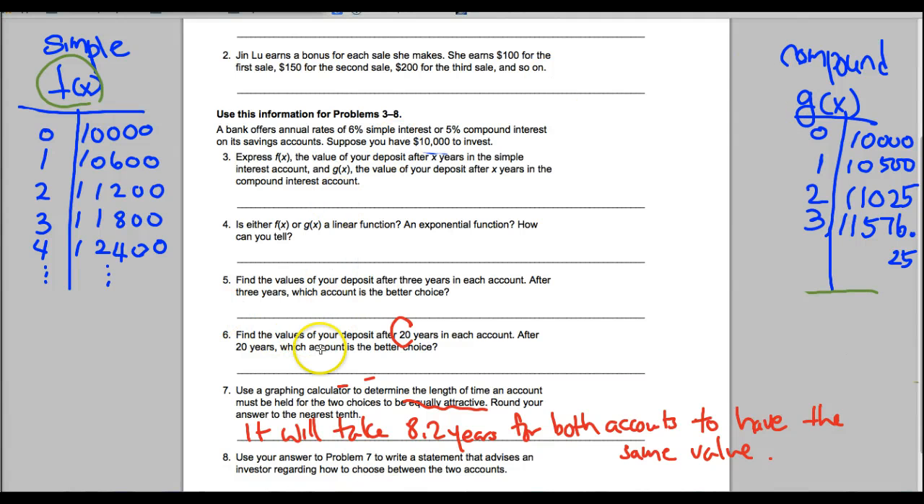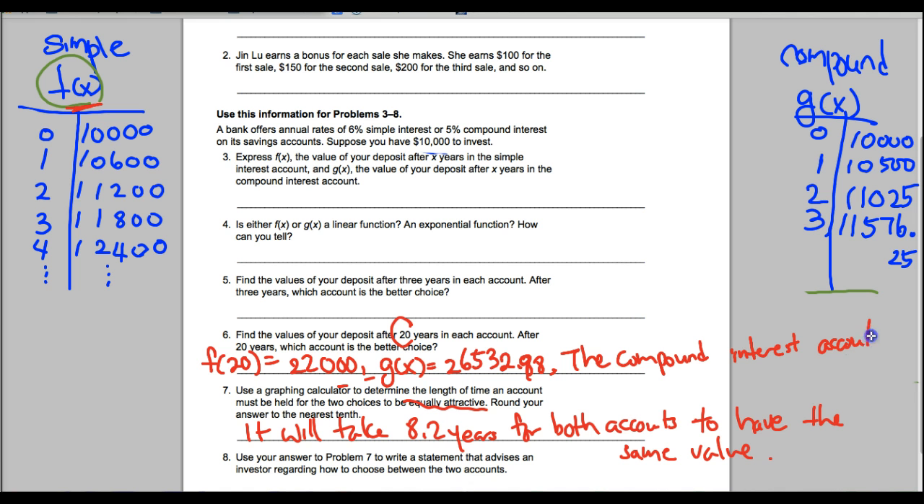So, let's go ahead and finish answering. Find the value of your deposit. So, f of 20, that's the simple interest account because that's f of x, is equal to 22,000. And then g of x, that's the compound interest, that's going to be $26,532.98. Okay, so then you're going to say the compound interest account is a better choice after 20 years, obviously, right?